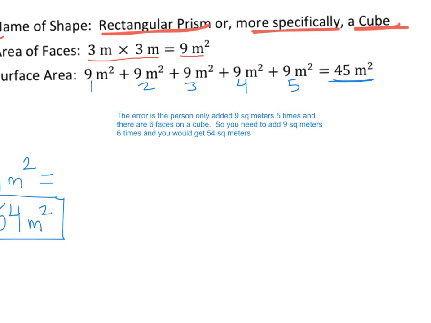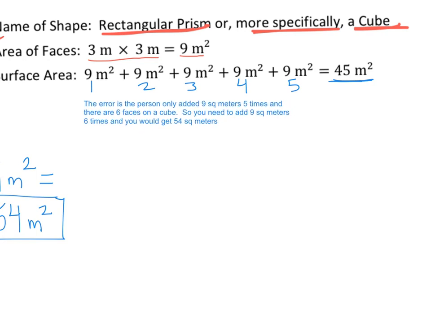And there's my explanation right there that I had underneath it. So that's our error. And it says the error is the person only added 9 square meters 5 times, and there are 6 faces on a cube, so you need to add 9 square meters 6 times. And what I'll do is I'm going to underline that 6 times. They only did it 5 times, so that's really the error. And you would get 54 square meters, or meters squared.